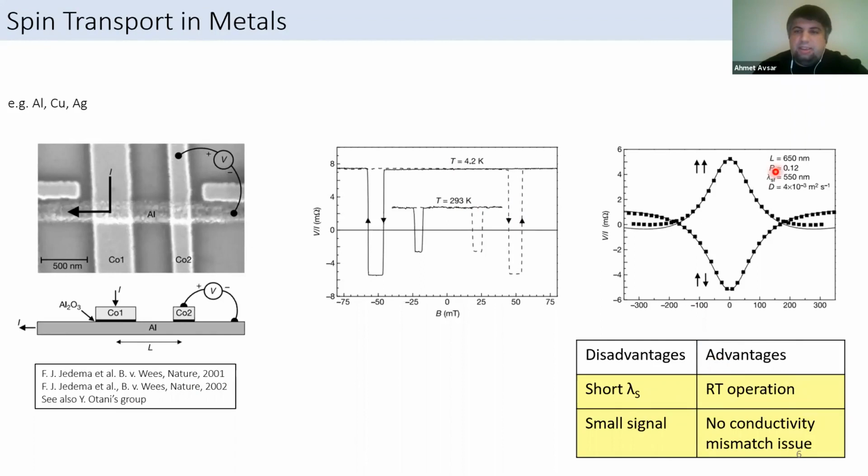But generally, as you can see here, the spin relaxation lengths are quite small. And also the spin signal that we measure is on the order of 1 microvolt. It's quite small, so for application, this could be a big challenge to solve. But of course, over time, there have been many advancements in metallic spintronics as well.